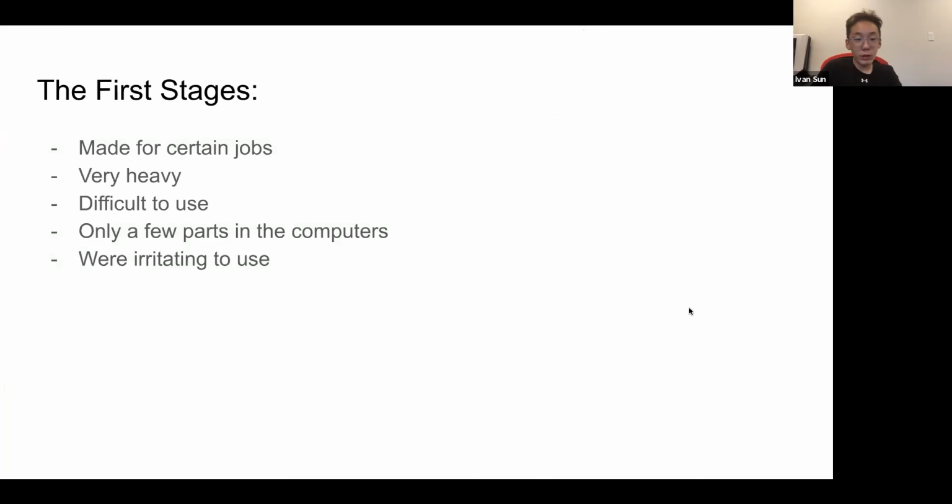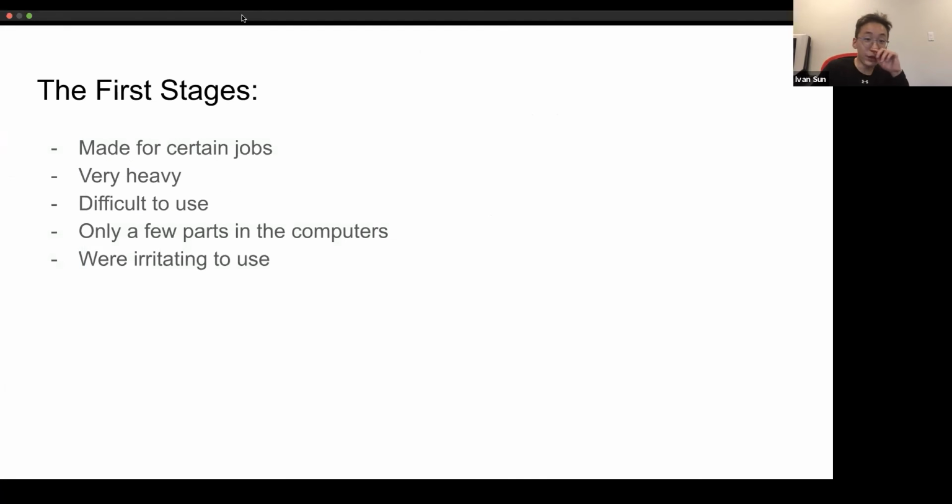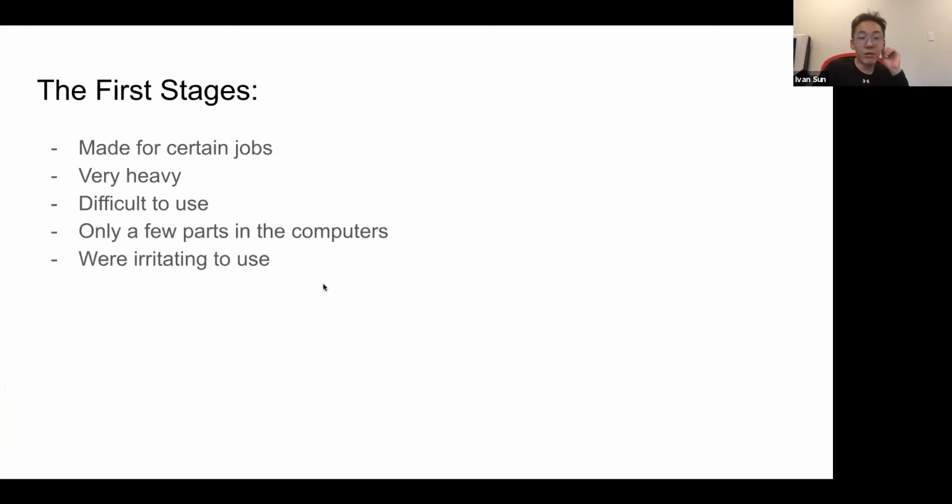Great. So the first stages of a computer, they're made for just specific jobs. They're very heavy, difficult to use, and there are only a few parts in the computer, and they're not very straightforward, like the operating systems in computers such as Mac OS and Windows we have today. So I will move on.